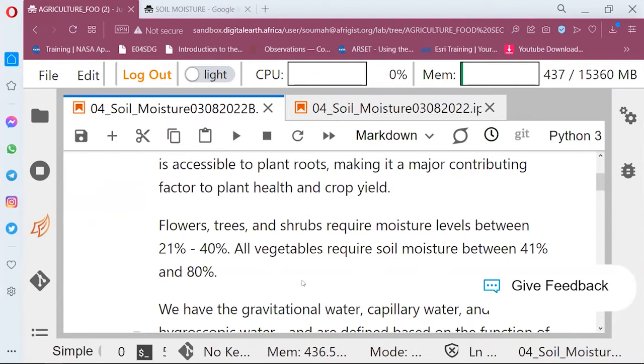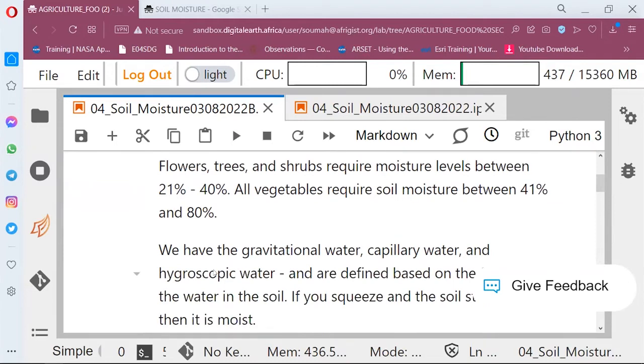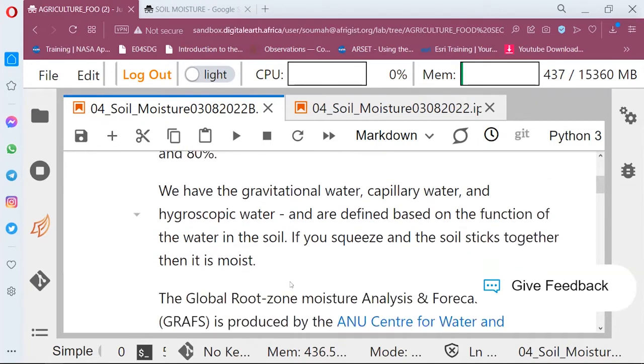So this condition will enable us to know the percentage of soil wetness or soil moisture that is required for the plant we are considering or observing in our study area. Those elements will vary from region to region and by type of crop. We have to distinguish also the gravitational water, the capillary water, and the hygroscopic water, and they are defined based on the function of the water in the soil.